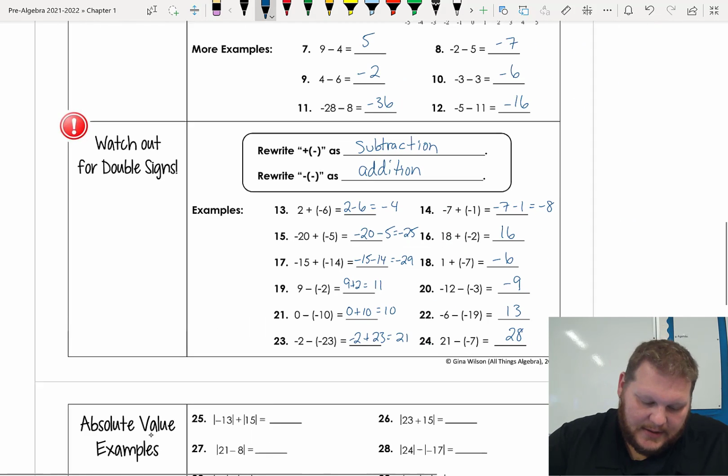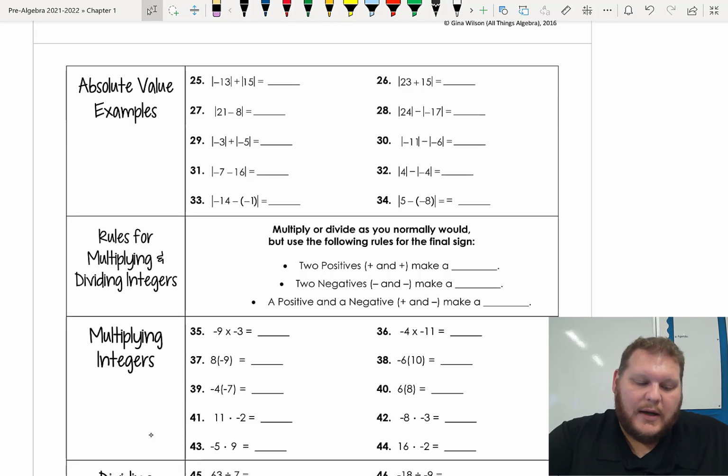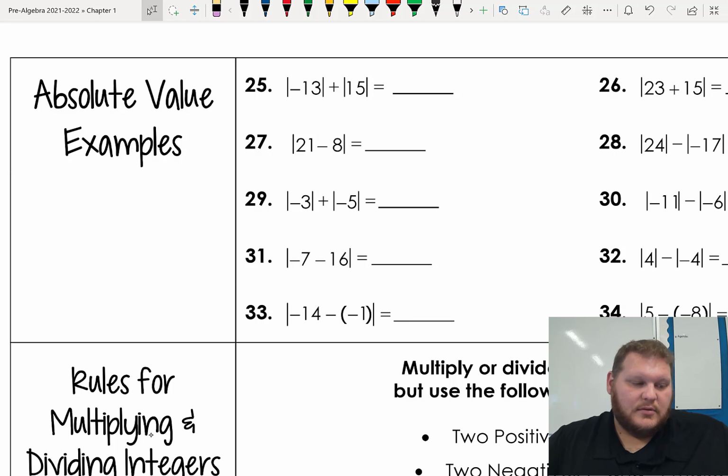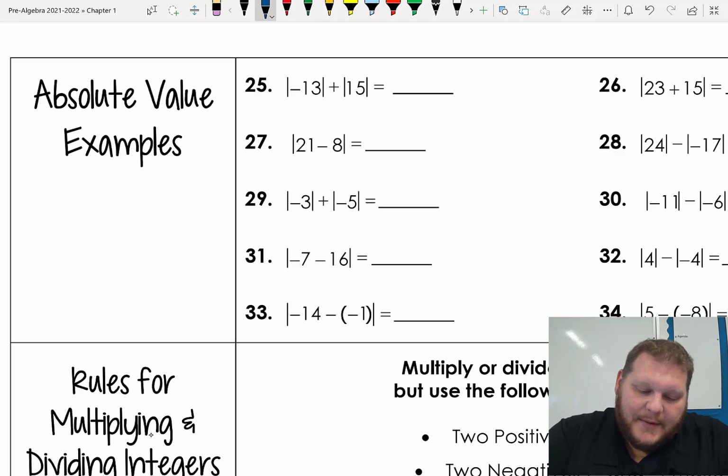All right, last part here. Now, when we're working with absolute values, we have two different styles of absolute value problems that we'll see. You'll have an absolute value problem where it's two absolute values added together. In that case, just evaluate both absolute values and then do the operation. So in the case of number 25, absolute value of 13 is 13. Absolute value of 15 is 15. So it's the same thing as just saying 13 plus 15, which gives me 28.